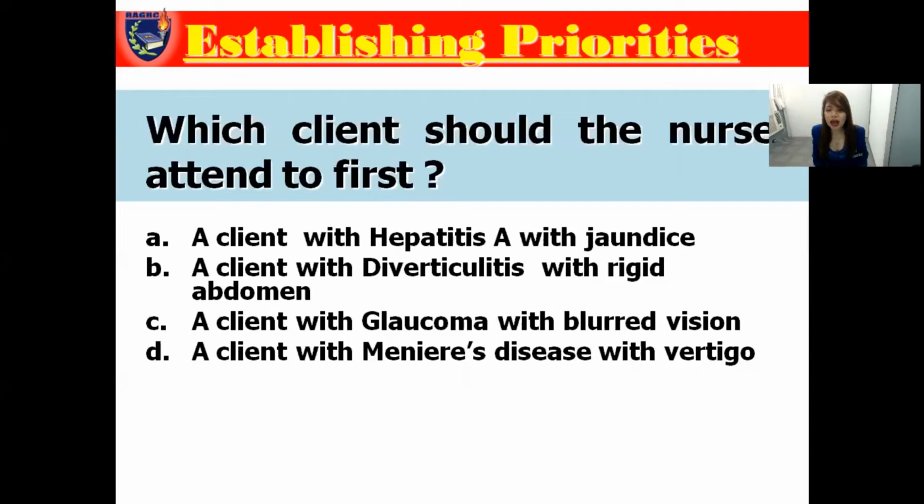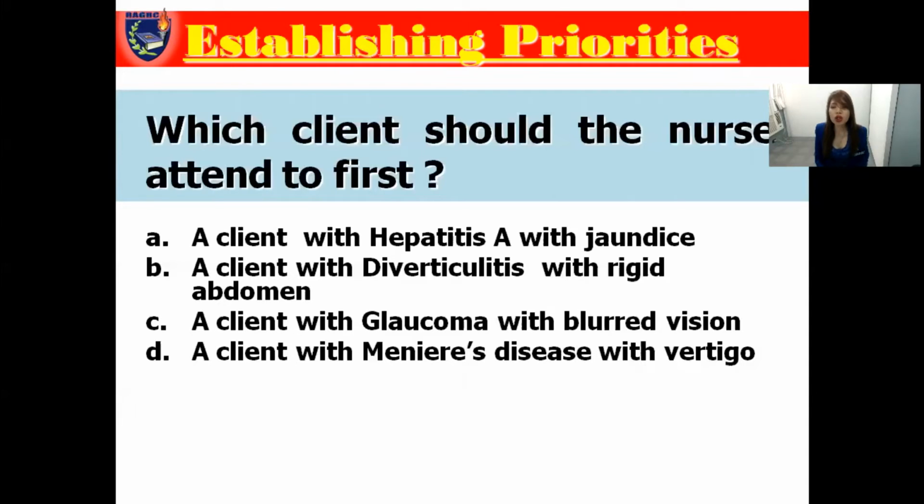Letter C, a client with glaucoma with blurred vision. Well, that is expected because in a client with glaucoma, there is an increased intraocular pressure and there is a problem with seeing the peripheral vision or absence of peripheral vision. So blurred vision is something that is expected. And letter D, a client with Meniere's disease with vertigo. In Meniere's disease, that is a problem in your cranial nerve number 8, which is the auditory nerve. So it's expected that there are three things: hearing loss, vertigo, and tinnitus.